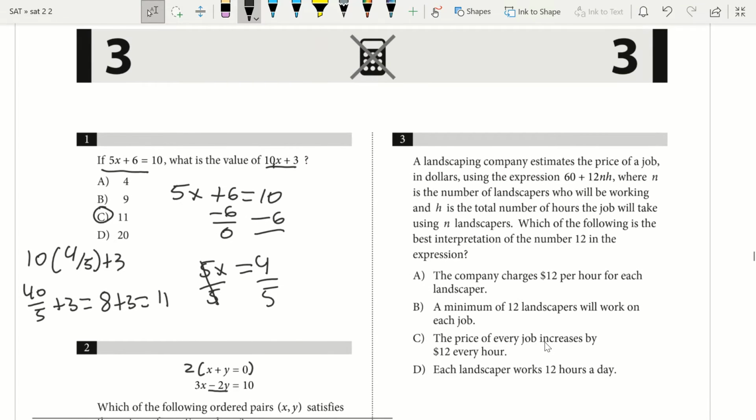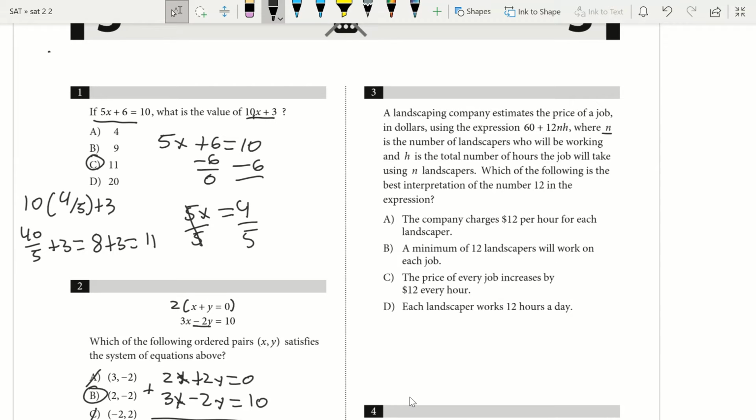Question 3. A landscaping company estimates the price of a job in dollars using the expression 60 plus 12NH, where N is the number of landscapers who will be working and H is the total number of hours the job will take using N landscapers. Which of the following is the best interpretation of the number 12 in the expression?